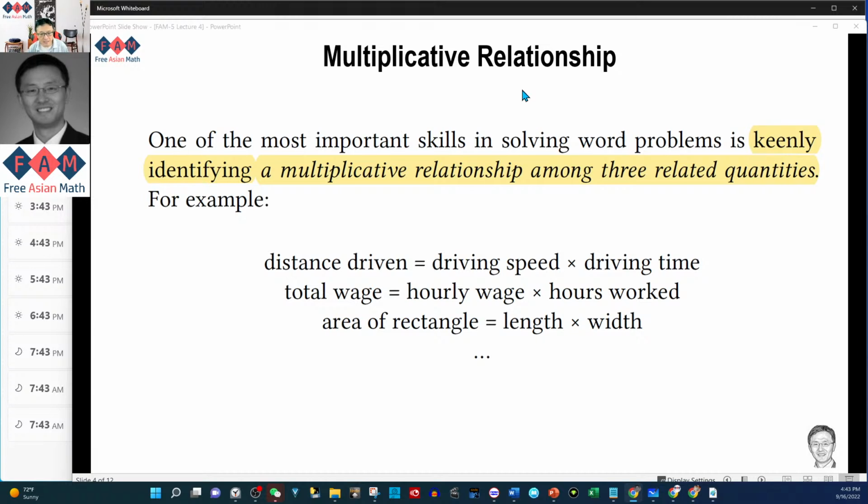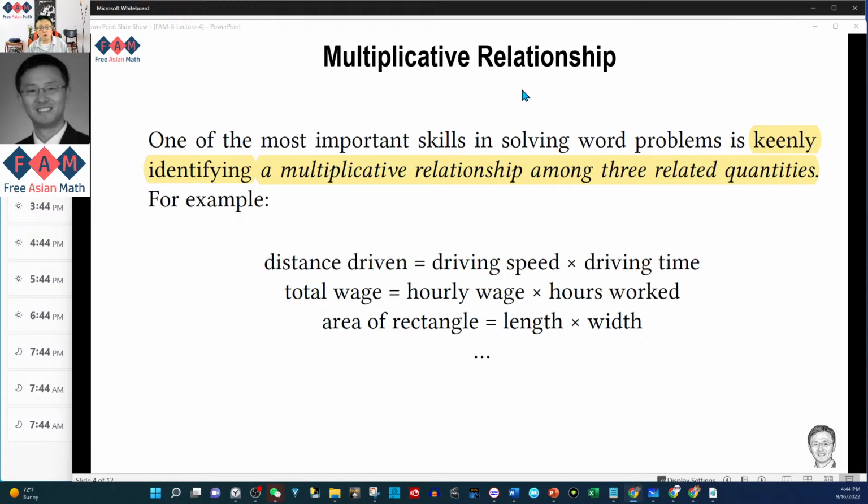So that's another example. If you think about it, despite their apparent difference, the logical relationship like this one is almost exactly like the speed example, right? The distance is the speed times time, where here total wage is your hourly wage times the hours you worked. Another example is that a lot of you have already learned how to calculate the area of a rectangle.